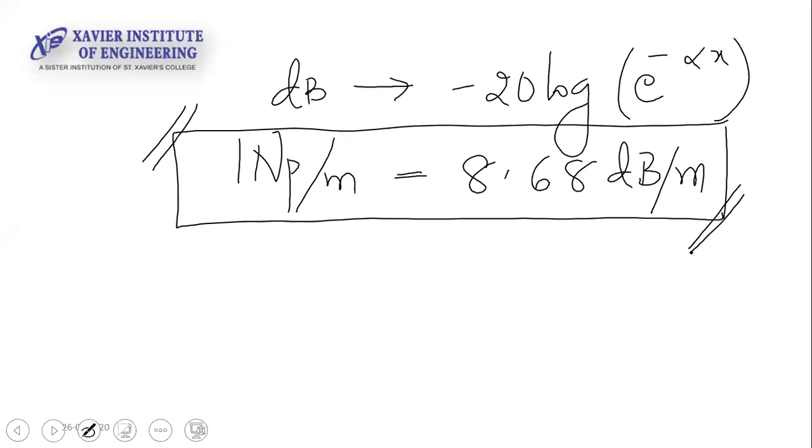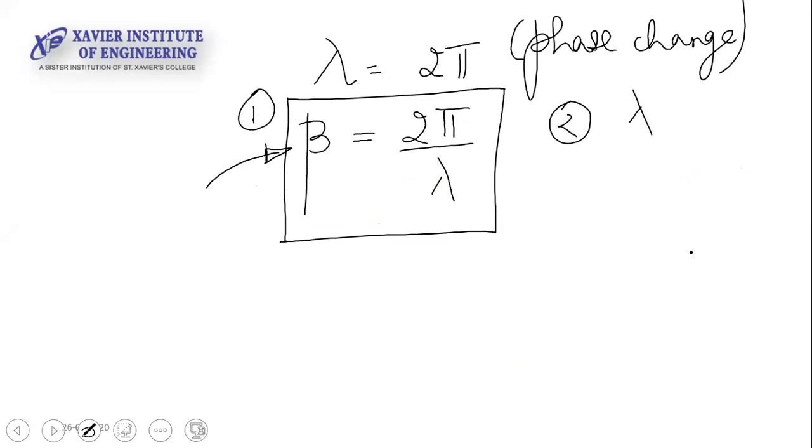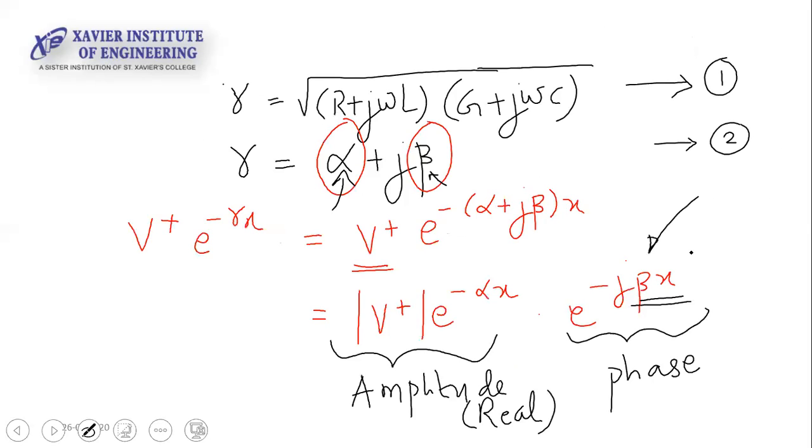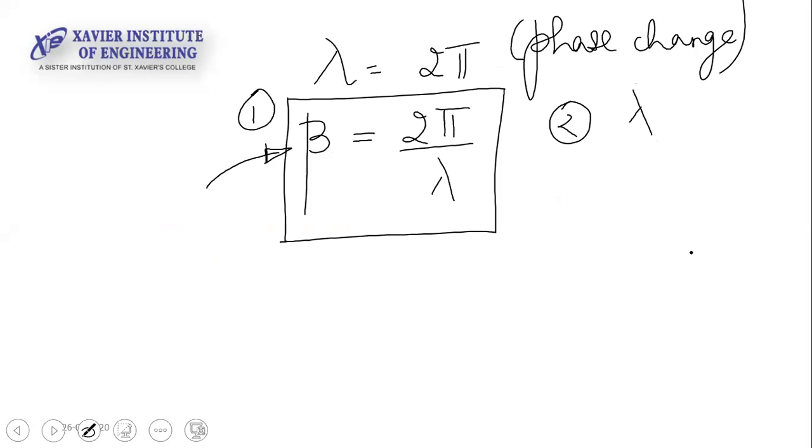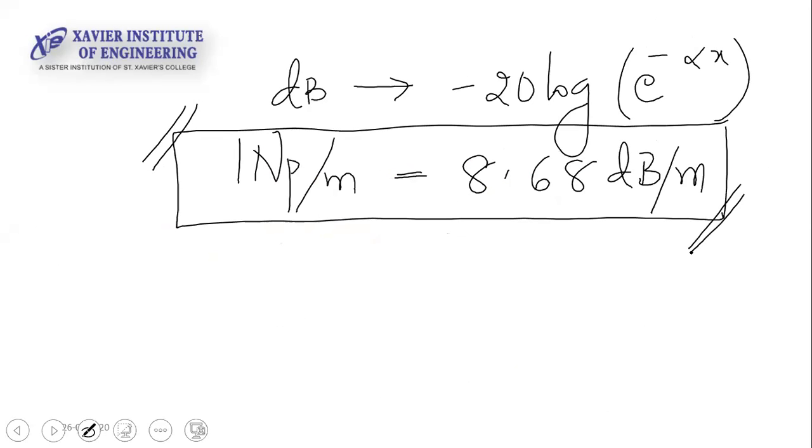If the quantity is given in dB and they ask for Nepers, or vice versa, and you have to do the conversion, this is something we actually get from our original equation of V plus. In V plus e raised to minus alpha x, we substitute alpha as 1, and we get this in dB per meter. So alpha is also a function of the primary constants. Primary constants are nothing but the line parameters. Whether I use the word line parameters or primary constants, it all depends on frequency.